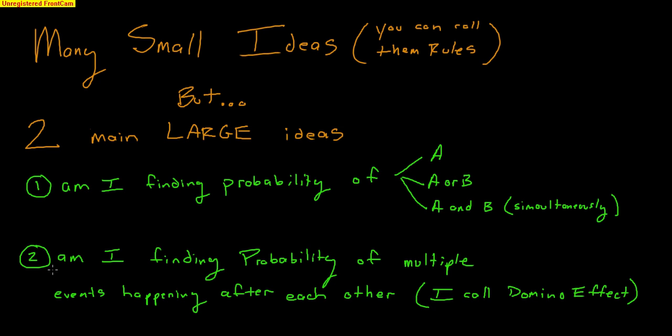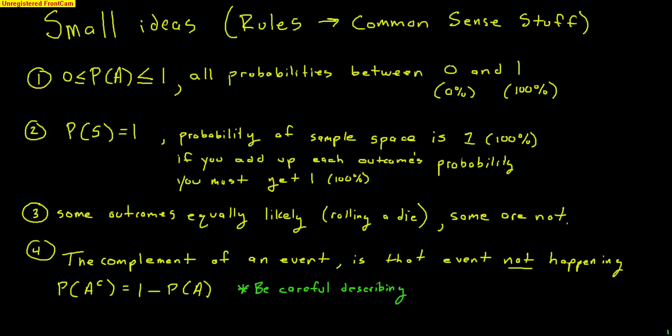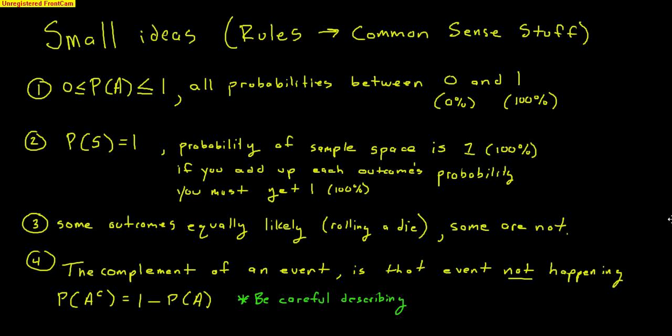And the other main idea is maybe I'm trying to find the probability of multiple events happening after each other. So I need something to happen and then something else and then something else. I call this the domino effect. Again, I'll talk a lot more about that shortly. All right, so here are our 4 small ideas. These are, again, rules.